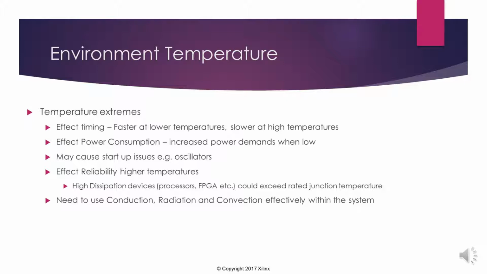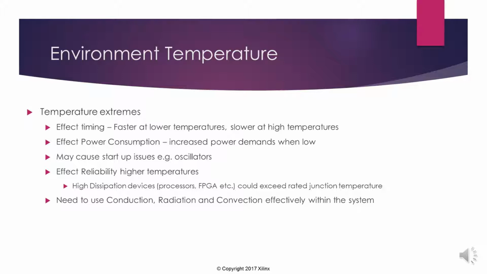Now, one interesting aspect is that obviously we use a lot of highly dissipative devices, such as processors and FPGAs, and like all ICs, they have a maximum operating junction temperature. This maximum operating junction temperature is what we don't really want to exceed in operation, but actually to give us the best reliability we want to derate from that. So the European Space Agency calls up a derating standard of 40 degrees C below the max rated junction temperature.